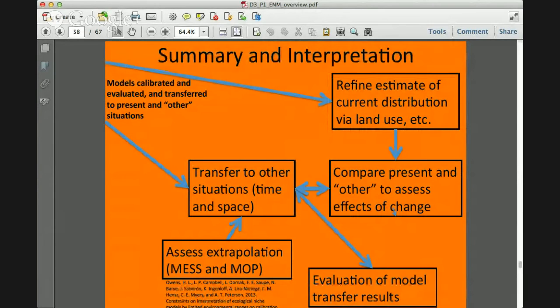Now, the last of the 5 pieces of this process are, okay, we've calibrated our models, we've evaluated them, and we've transferred them onto the other situations that we're interested in. Maybe we want to know the potential distribution of a species on another continent. Maybe we want to know how our species' potential distribution will change through time, etc. So this is called model transfer. This is a very frequent reason for wanting to do these studies. And I just want to present to you a little bit of work on model transfer and being very careful about extrapolation.